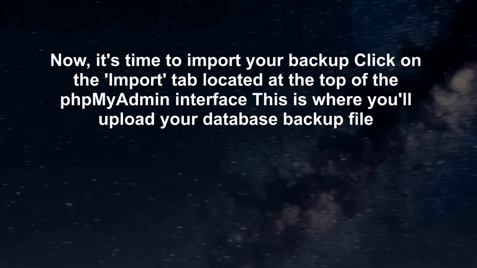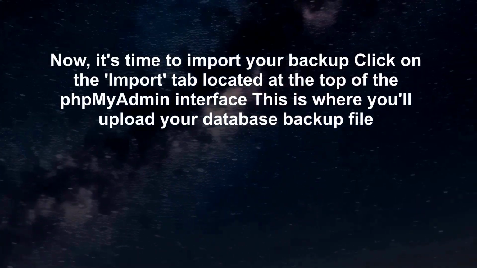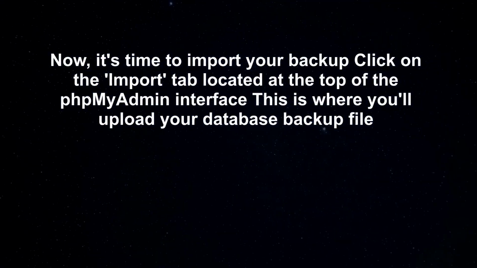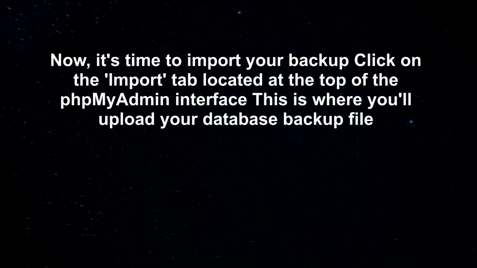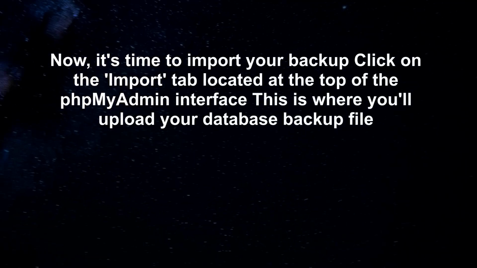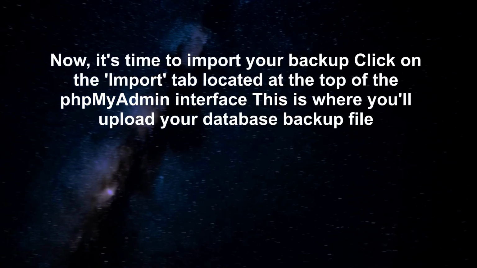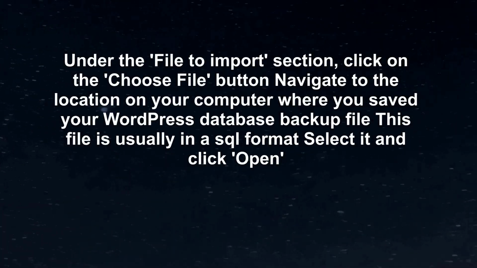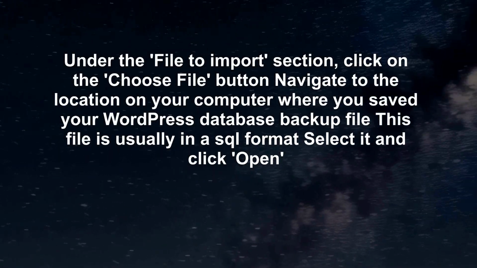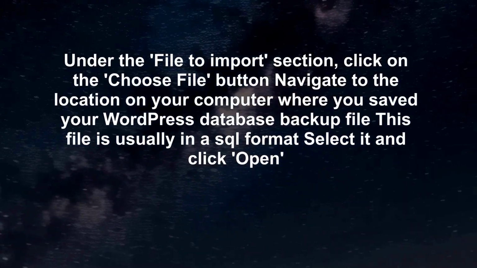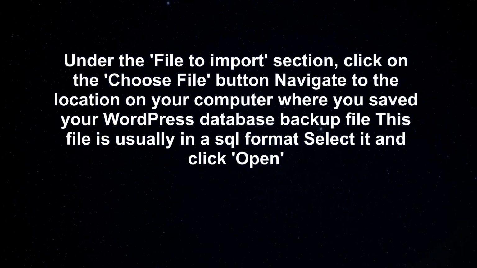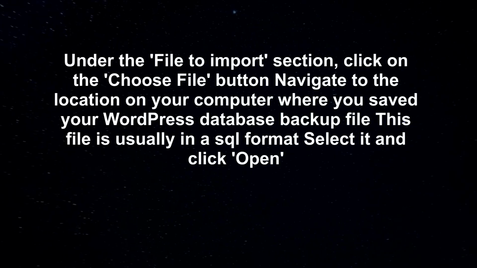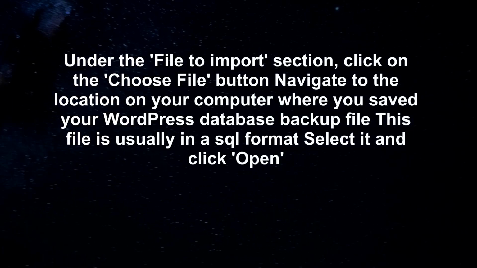Now it's time to import your backup. Click on the Import tab located at the top of the phpMyAdmin interface. This is where you'll upload your database backup file. Under the File to Import section, click on the Choose File button. Navigate to the location on your computer where you saved your WordPress database backup file. This file is usually in a SQL format. Select it and click Open.